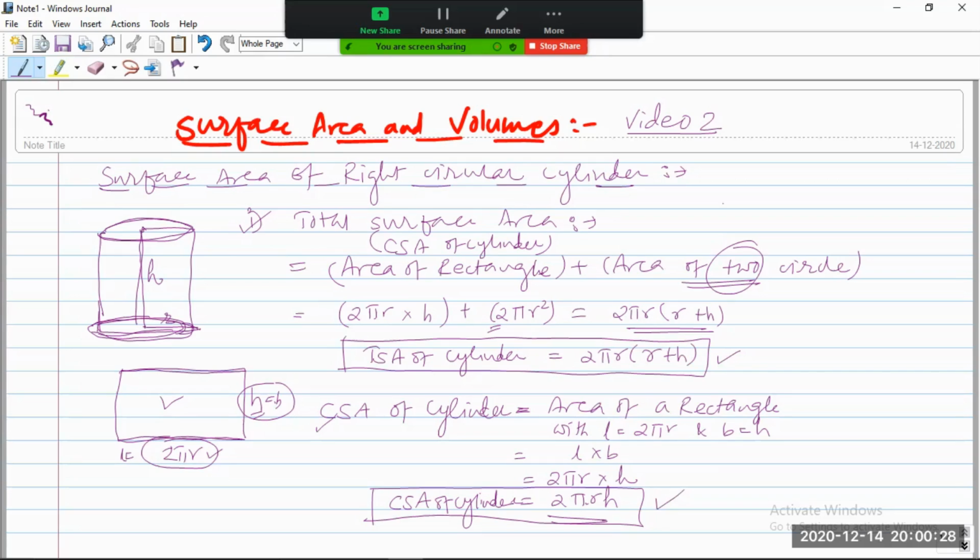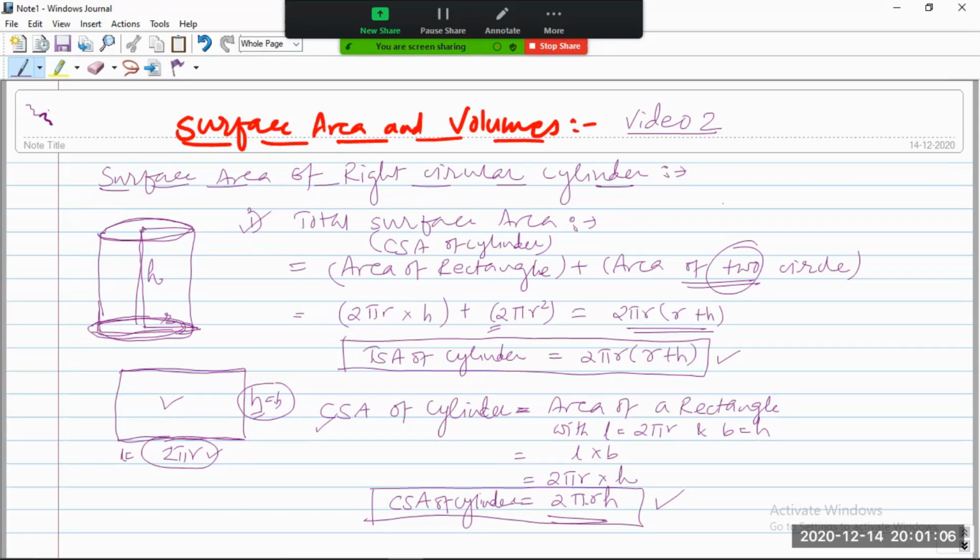So using these two formulae, students, we will have the examples of this. Along with that, we have the volume of such type of curves, the right circular cylinder. We will discuss the volume afterwards, because firstly we are going to discuss only the surface areas. After that we will see the volumes of all these figures in the next video.